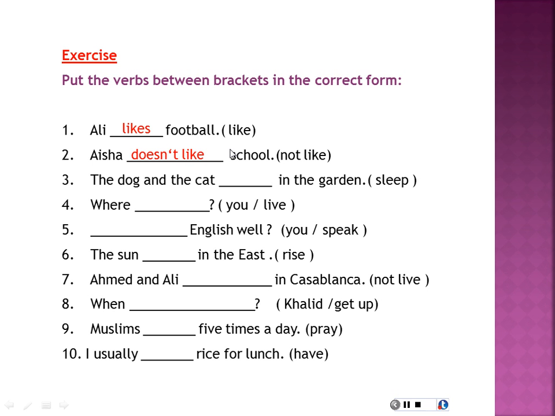But here we don't have negative, so we don't add an s. In the case of plural, we don't add s to the verb. If we have only dog, the dog, we say the dog sleeps in the garden. If we have only cat, the cat, we say the cat sleeps in the garden.